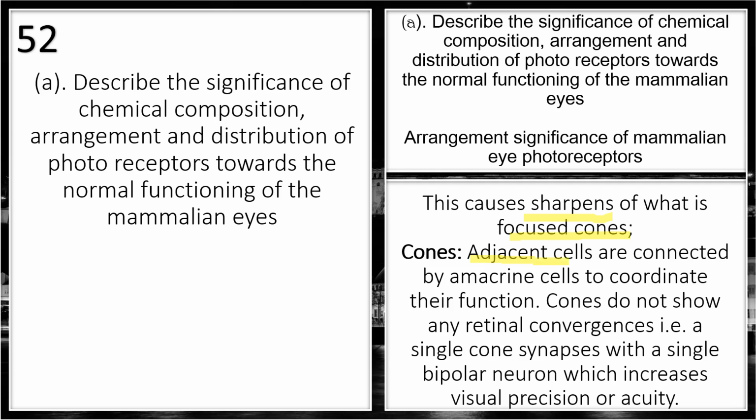Cones: adjacent cells are connected by amacrine cells to coordinate their function. Cones do not show any retinal convergence. That is, a single cone synapses with a single bipolar neuron, which increases visual precision or acuity.